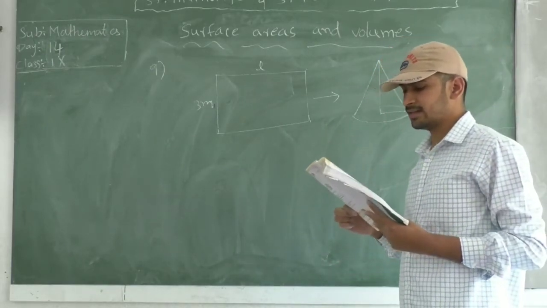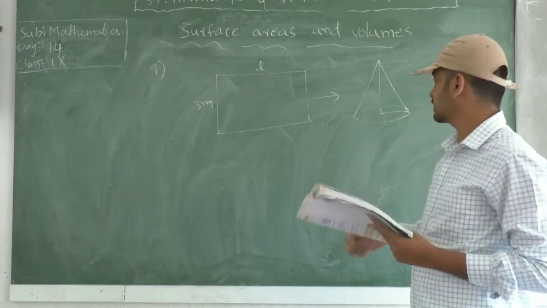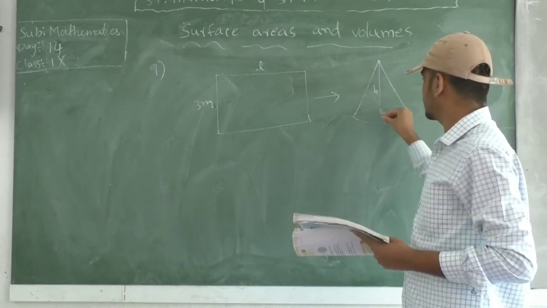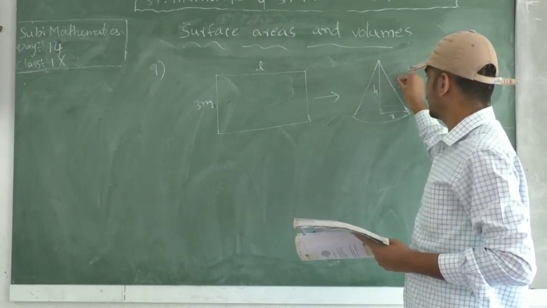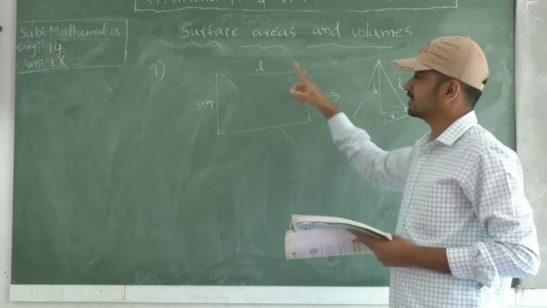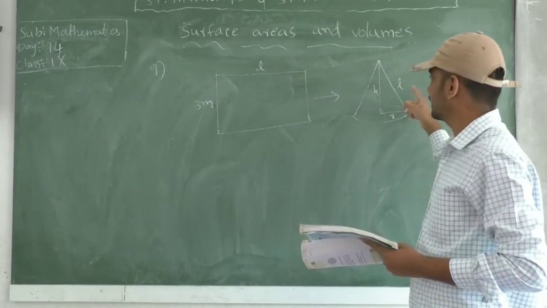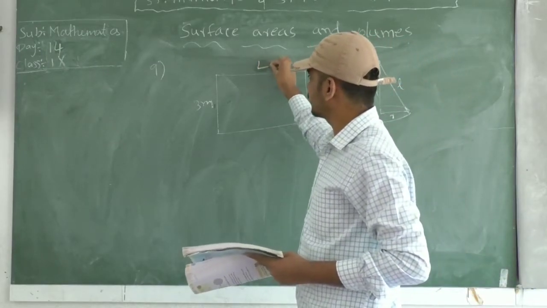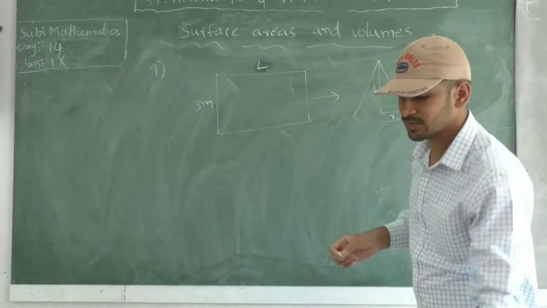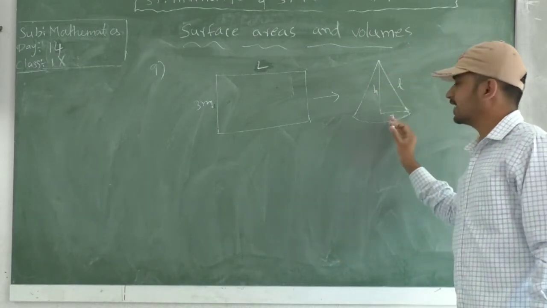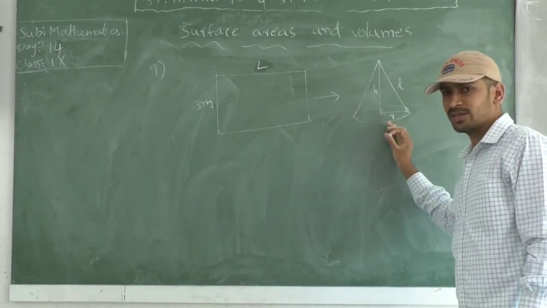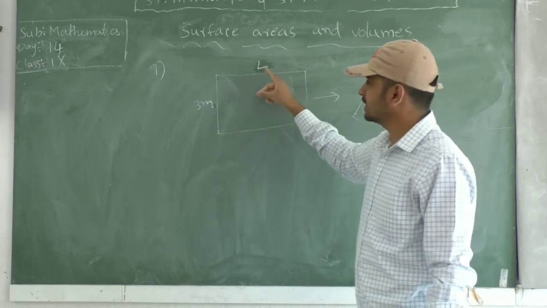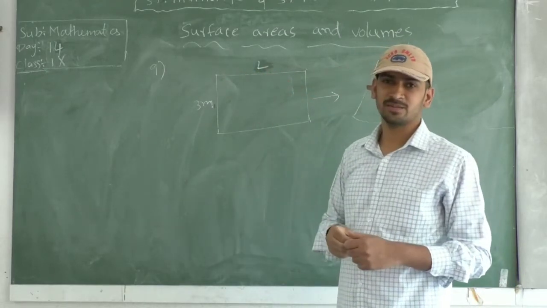The height is 8 meters and the base radius is 6 meters. H or L, so very important. This is the length, this is the slant height. I want to use the capital L to avoid confusion. So small l is the slant height of the cone, and capital L is the length of the tarpaulin.